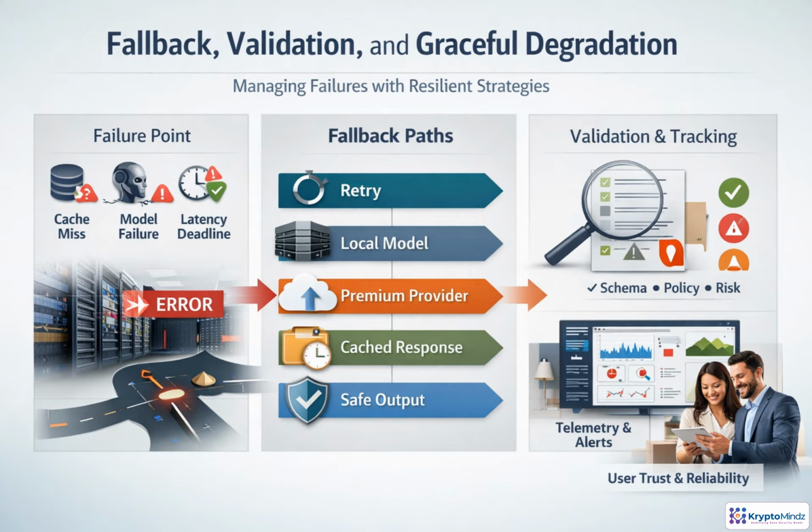And degradation should never be silent. Tag the response and emit events like deadline exceeded or fallback triggered. That visibility helps teams tune reliability while giving users a predictable experience, even when the ideal path is unavailable.